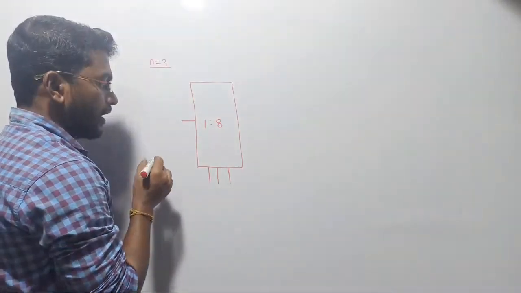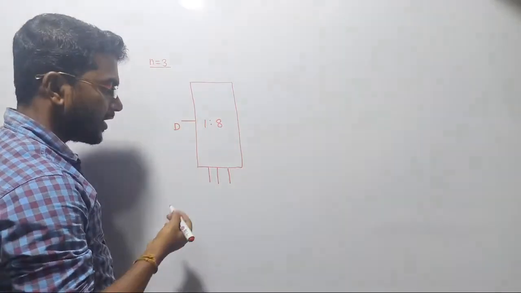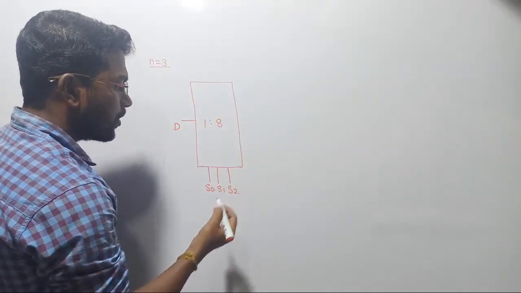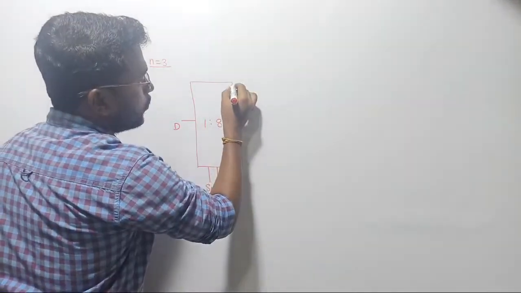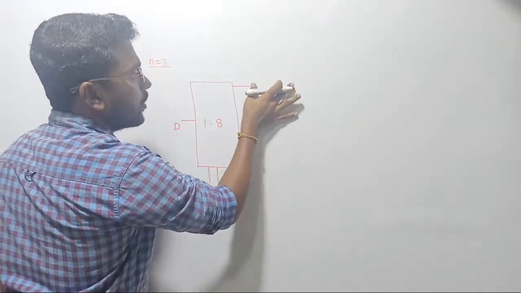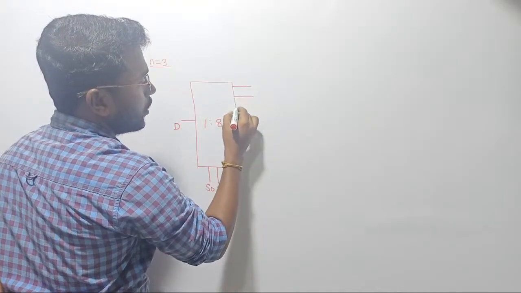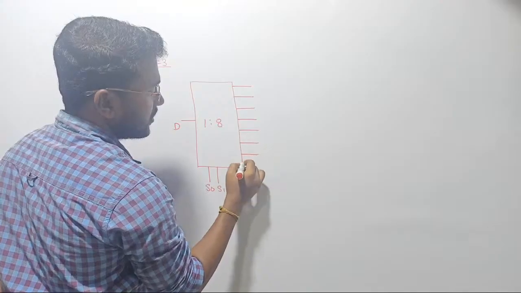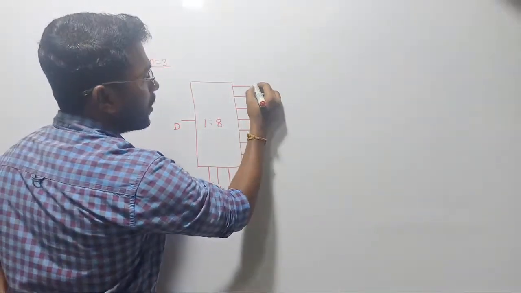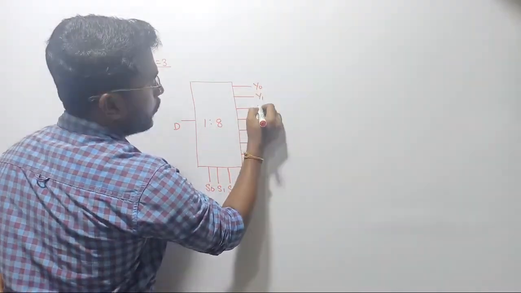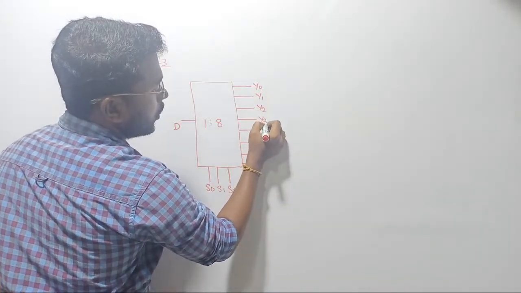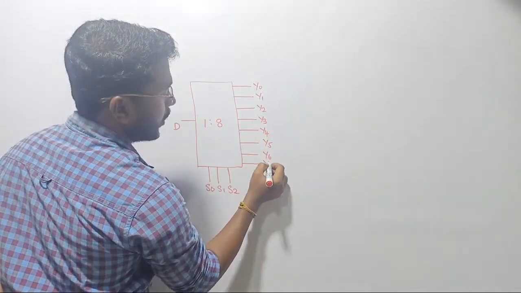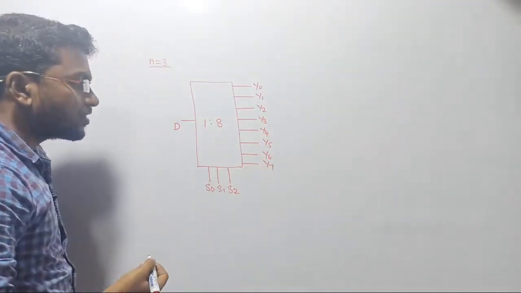So from the input line we are going to consider only one data line, whereas here you are supposed to consider 3 lines, s0, s1, s2, such that on the output side we are going to receive y0, y1, y2, y3, y4, y5, y6, y7. Totally we are considering 8 lines. Right? Let us see the outputs of the function.